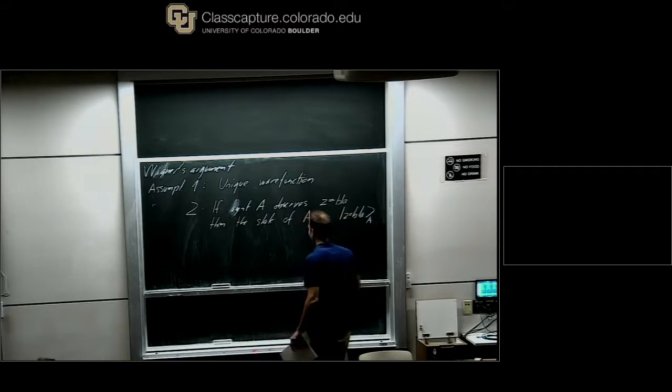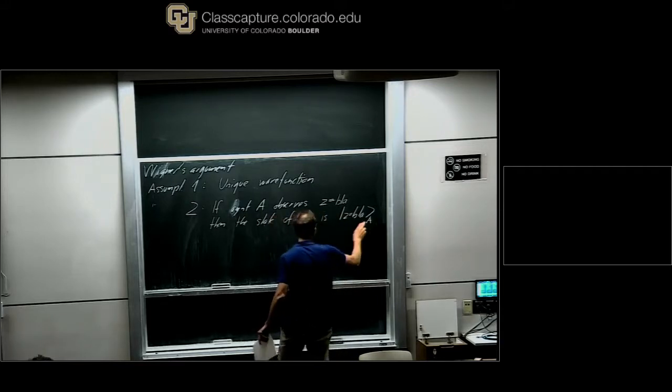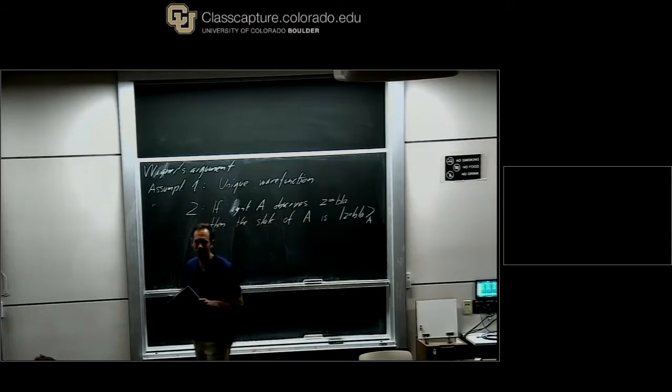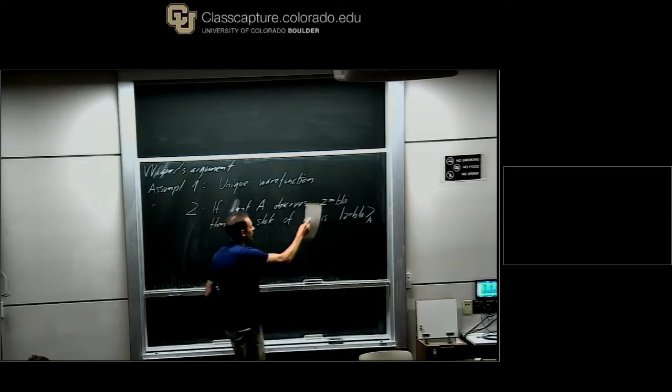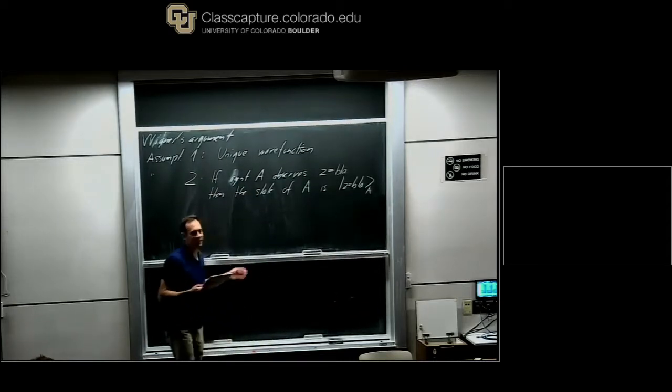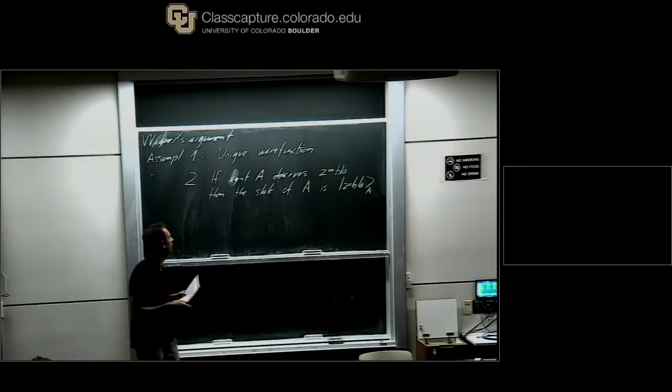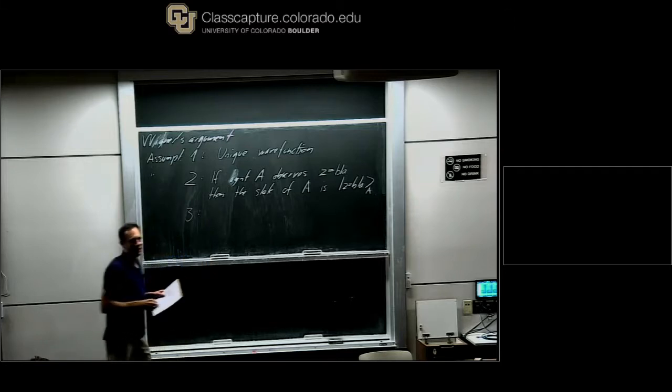In the particular case of Wigner's argument, I wrote an F for this particular agent, but this would be the general assumption: if someone observes a particular value, let's say z equals 0, then he's in the state z equal to 0.